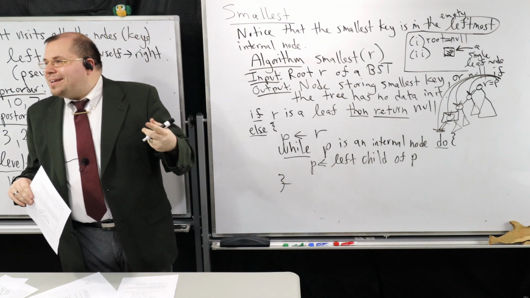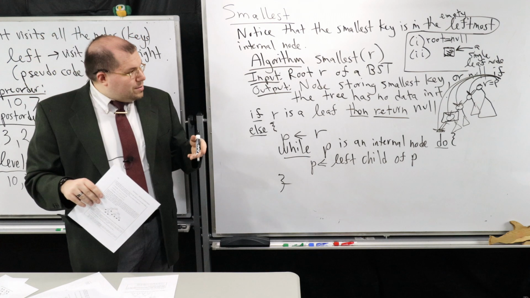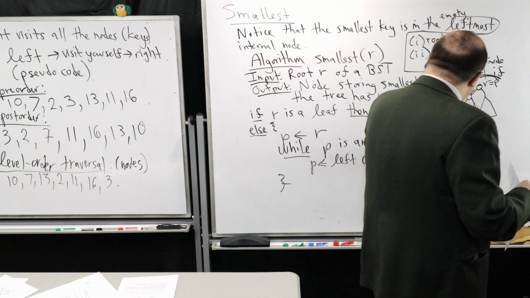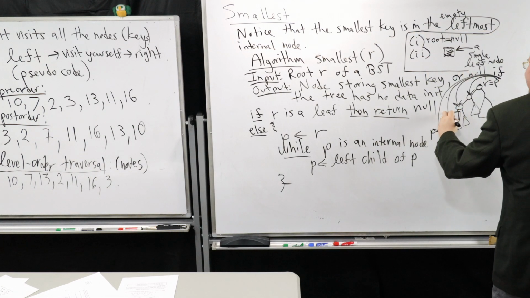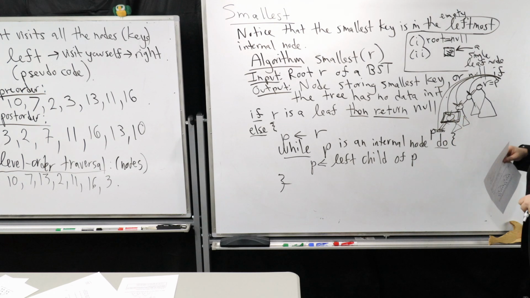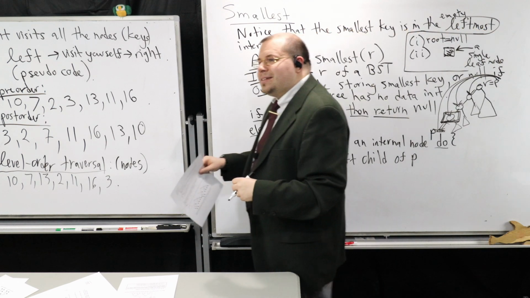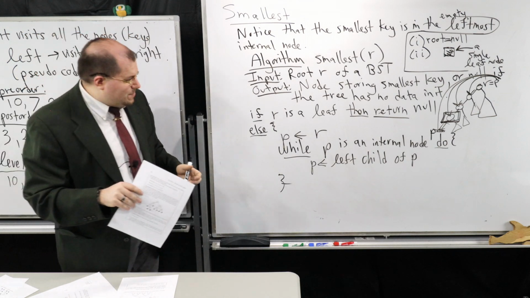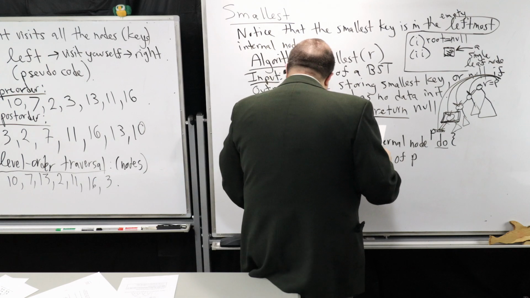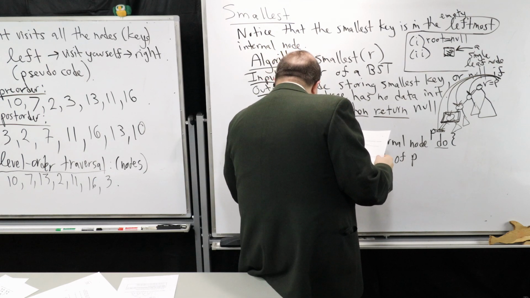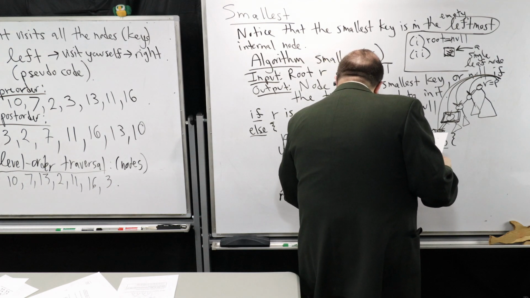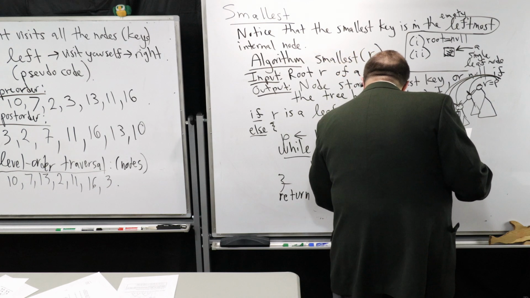Because remember, we go all the way down to the left, but if P is right here, and I want the node that's in this box, what is this? What is that? It's an internal node, but it's its parent, exactly. It's the parent. So I just return the parent of P, which I have access to.